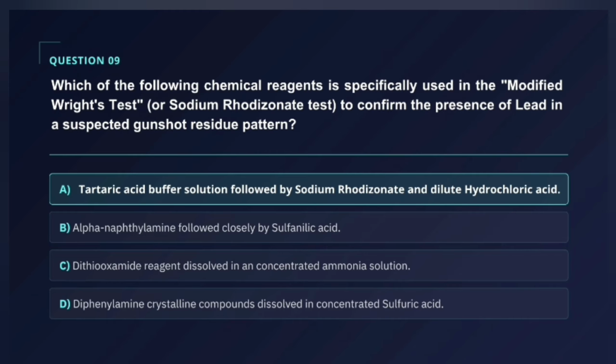The ninth question is, which specific sequence of chemical reagents is utilized in the modified Walker's or sodium rhodizonate test to establish lead patterns around the target openings? The correct answer is A. Sodium rhodizonate reacts with lead to create a pinkish red complex. Applying dilute hydrochloric acid creates a critical diagnostic shift to a blue-violet color, confirming the presence of lead. So note that option B tests for nitrates and option C tests for copper.